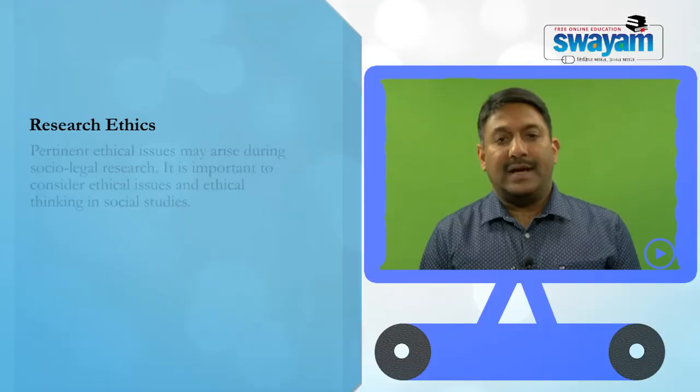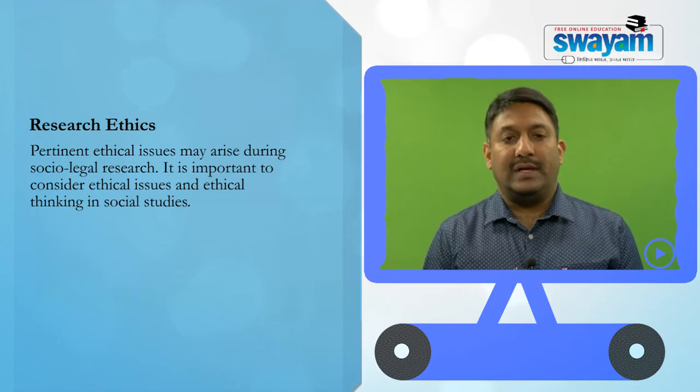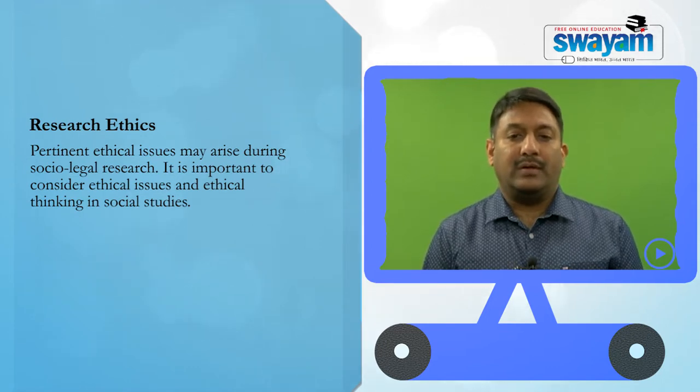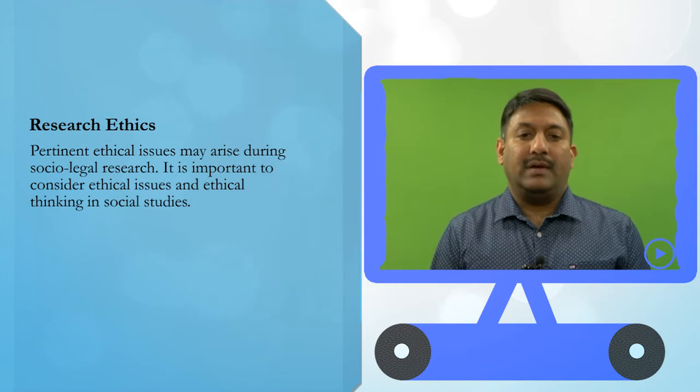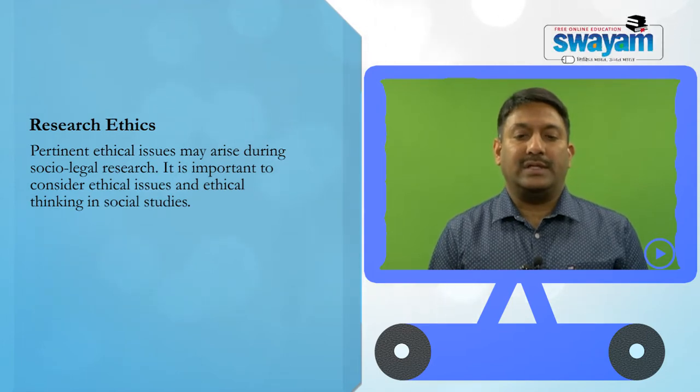Finally comes the question of research ethics. Pertinent ethical issues may arise during socio-legal research. It is important to consider ethical issues and ethical thinking in social studies. This discussion has made you understand the fundamentals of socio-legal research and the components of which it is comprised.